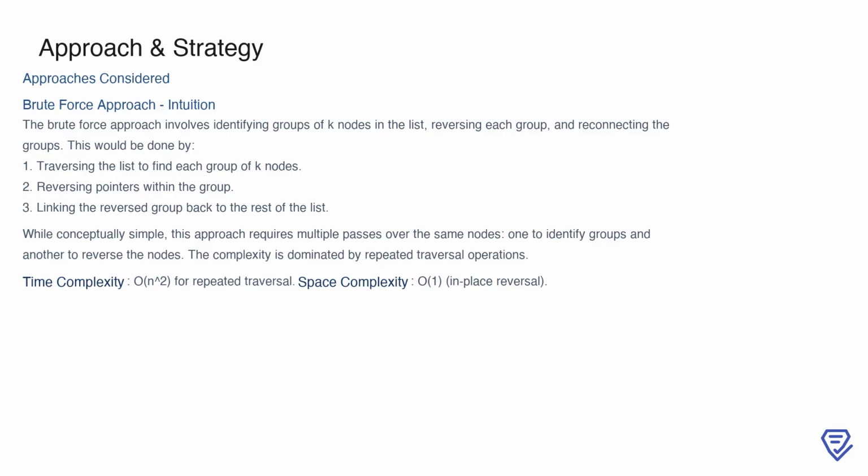As a result, the time complexity becomes n squared in the worst case, where n is the number of nodes in the list. However, since we reverse the nodes in place, the space complexity remains 1. Ultimately, this method, although functional, is inefficient for larger lists due to the repeated operations.